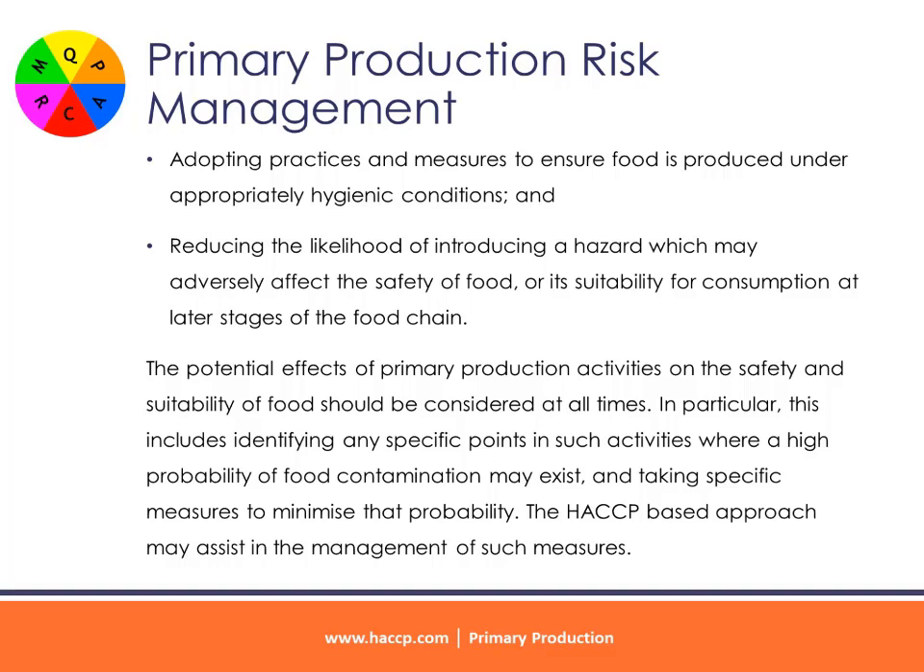The potential effects of primary production activities on the safety and suitability of food should be considered at all times. In particular, this includes identifying any specific points in such activities where a high probability of food contamination may exist, and taking specific measures to minimize that probability. The HACCP-based approach may assist in the management of such measures.